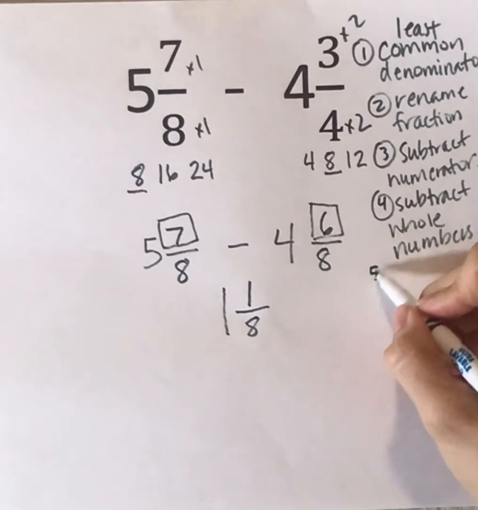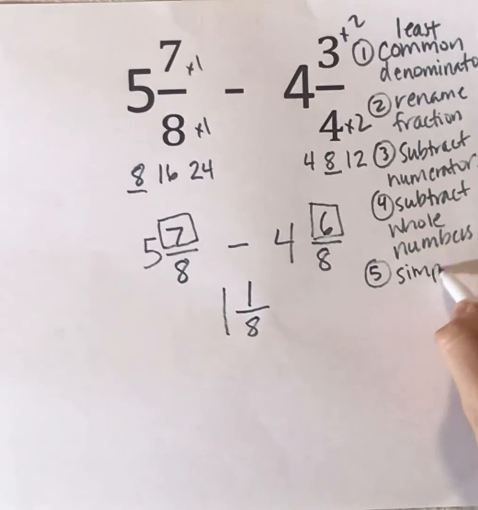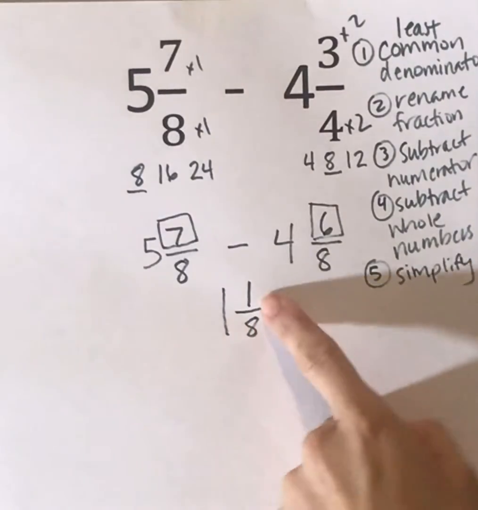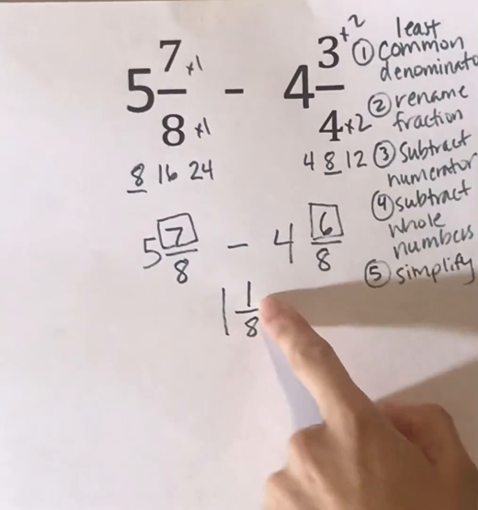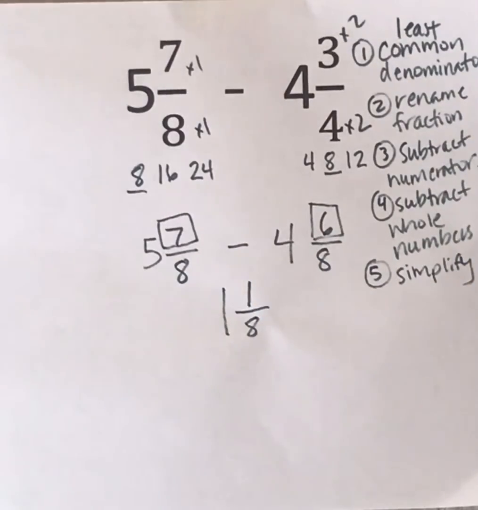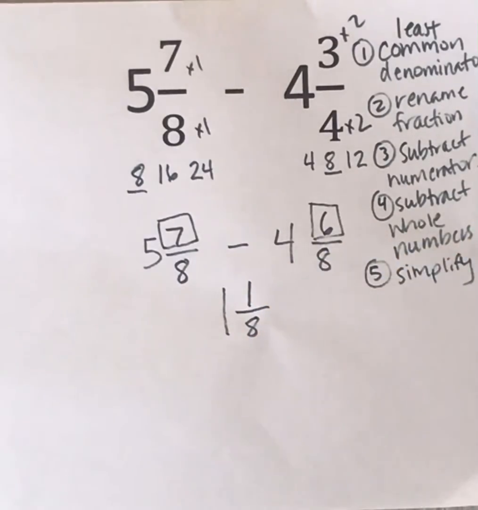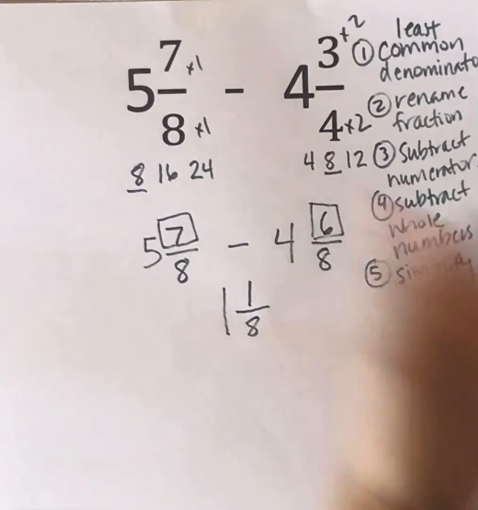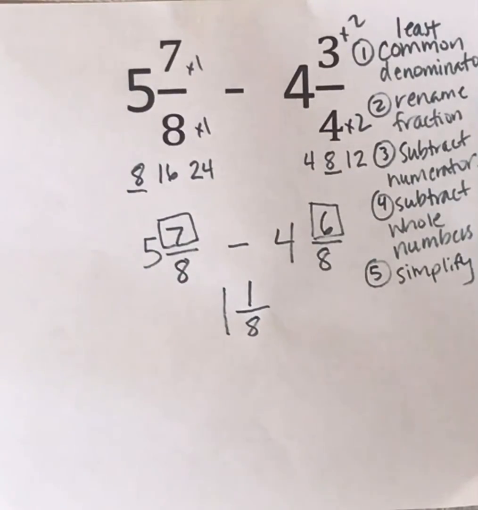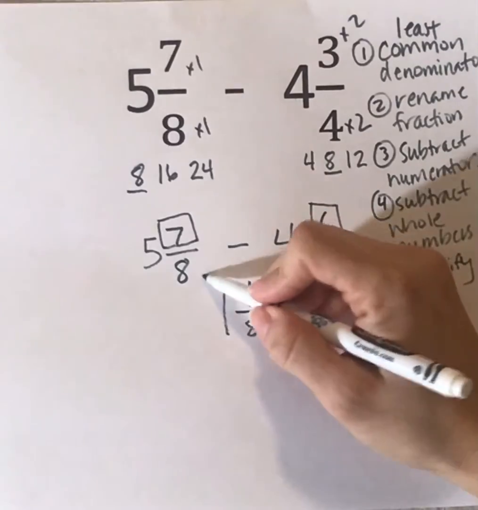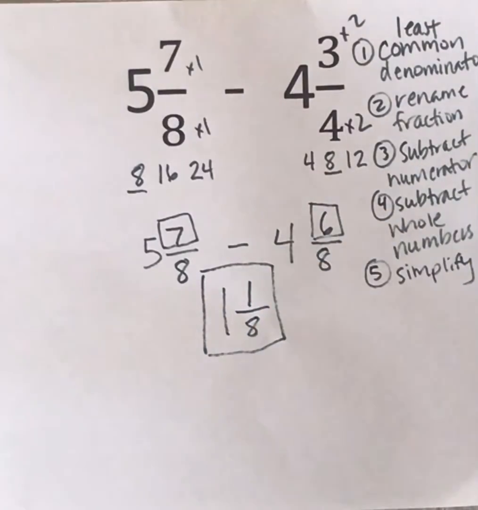Last step always is check to see if you can simplify one last time. So if you see here, I know that I can't simplify anymore because this is what we call a unit fraction. And unit fractions mean there's always a 1 on the top and some sort of number on the bottom. And you can't simplify unit fractions because they only have a common factor of 1. So this particular problem is simplified, and that's my final answer, 1 1/8.